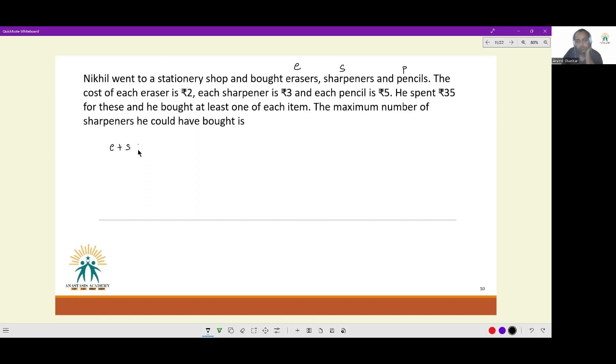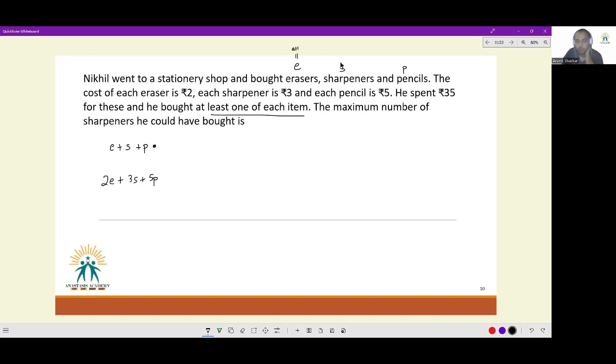E plus S plus P is equal to not known. We don't have the count of this. But the amount of money spent is 2E plus 3S plus 5P. Now there was a condition: he bought at least one of each item.